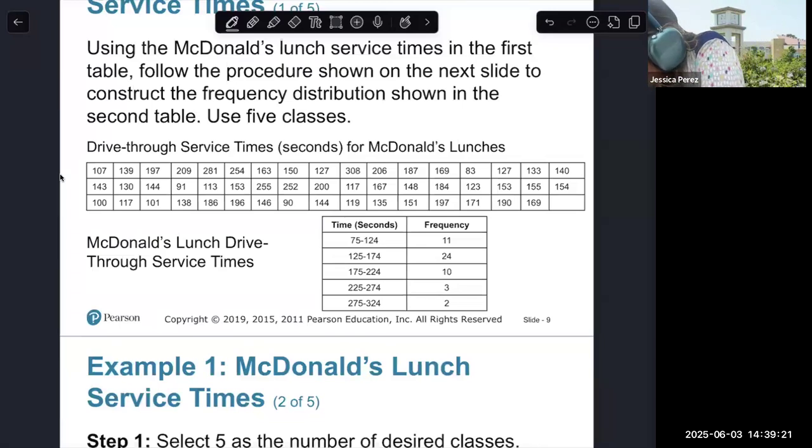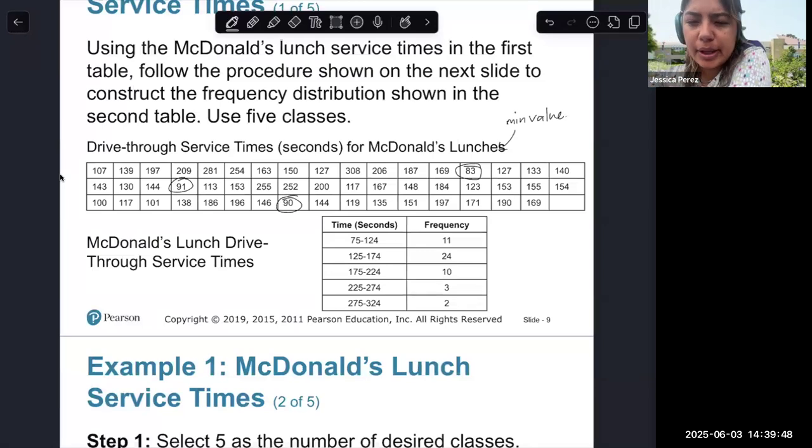If I'm looking for the minimum value, I see a 91, and then a 90, and then an 83, and I think that's the smallest one. But we want to find something convenient close to 83. So yes, we know that the minimum value is 83. But we want to be very smart in what number we pick.